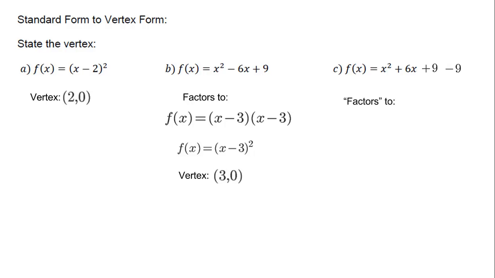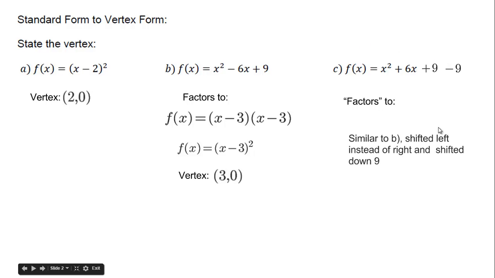And then I put quotes around factors, because we're really factoring it by grouping now. We just factor these first three things, the trinomial part, to (x plus 3) squared minus 9. That's very similar to b, except it's shifted to the left instead of right, and it's shifted down 9 as well.